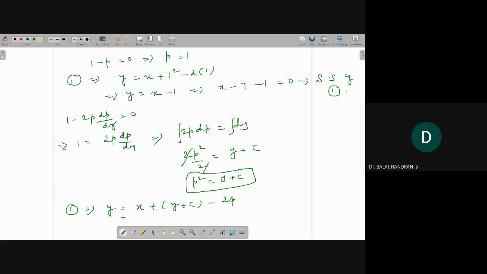Now y equal to x plus y plus c minus 2p. I think you can cancel y and y.